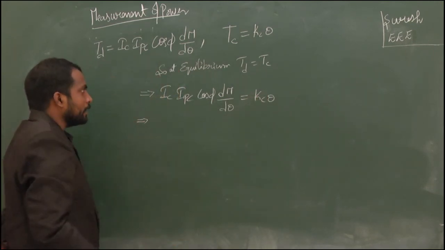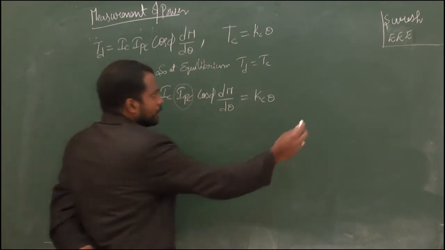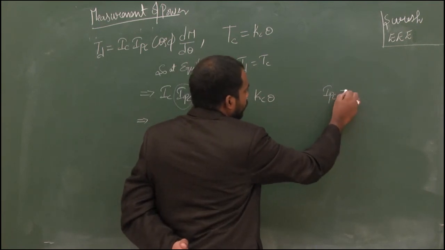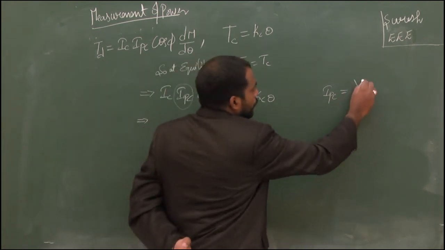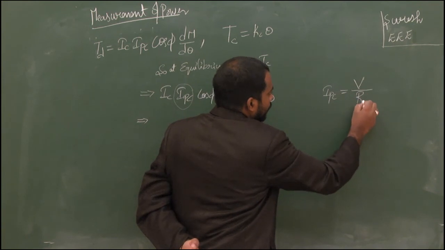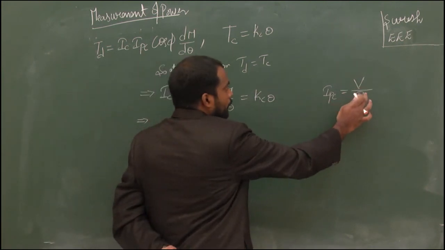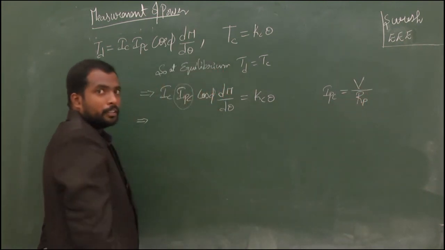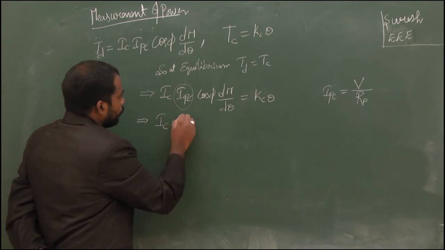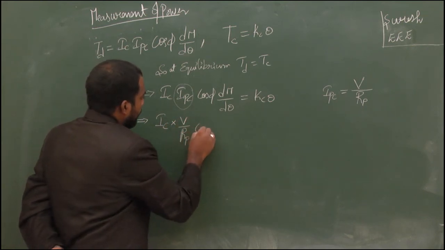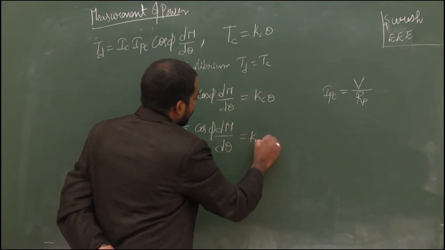As we have already discussed, the pressure coil is purely resistive. So what will be the formula for the current through the pressure coil? The current through the pressure coil is IPC, which is equal to the voltage across the pressure coil divided by the resistance of the pressure coil. We'll substitute this over here. So IC into V by Rp cos phi dM by d theta is equal to Kc into theta.